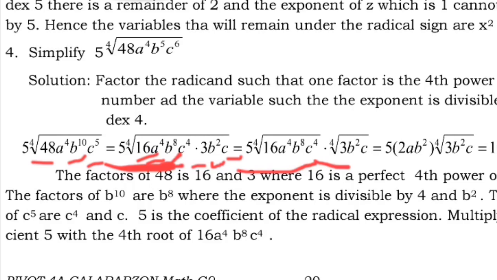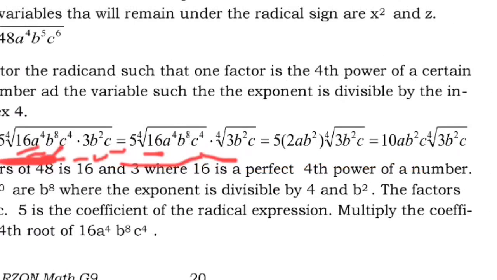So the fourth root of 16 is 2. 16 is 2 to the power of 4, so the fourth root of 2 to the power of 4 is 2, so 5 times 2. The fourth root of a to the power of 4 is a. Then the fourth root of b to the power of 8. 8 divided by 4 is 2, so we're going to have b squared. So 5 times the quantity of 2ab squared. Then the fourth root of c to the power of 4 is c. So this should be 5 times the quantity of 2ab squared c times the fourth root of 3b squared c.